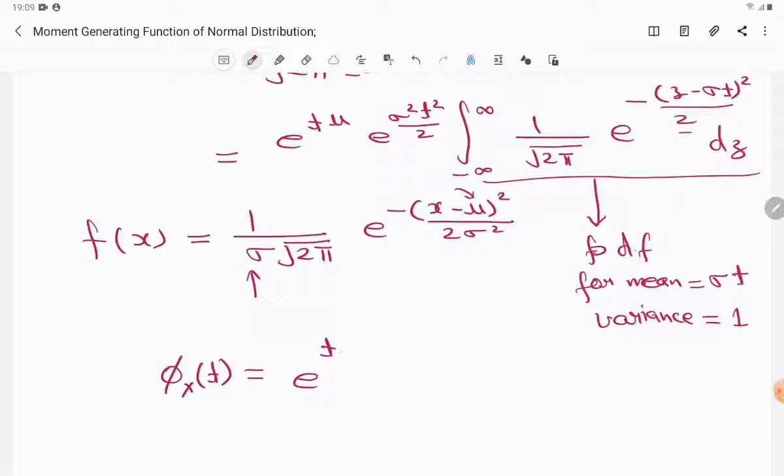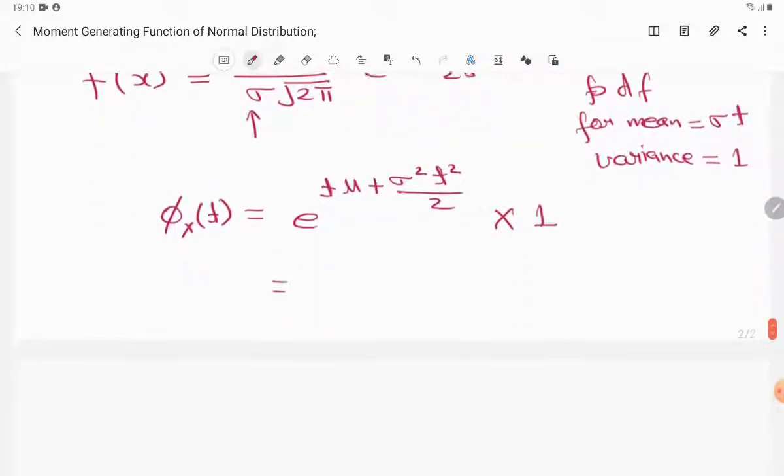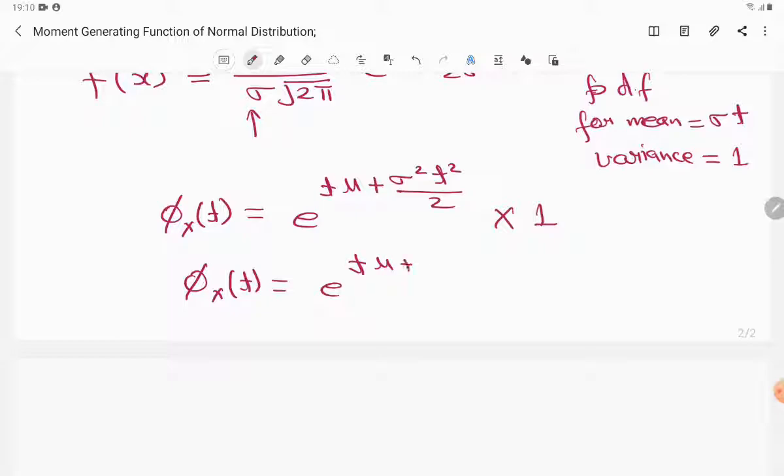So you have e power t mu, and then as I mentioned earlier, e power a into e power b will be e power a plus b, and that's why I can write it like this. So this and this is multiplied with 1, which is nothing but the entire integration. So I can simply write phi x t, or the moment generating function of a normal distribution, will come out to be this.